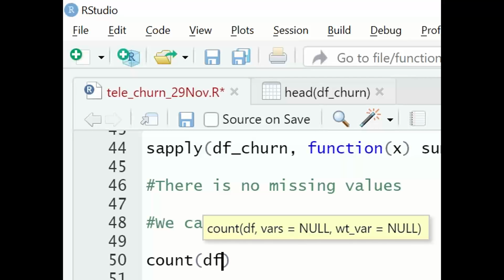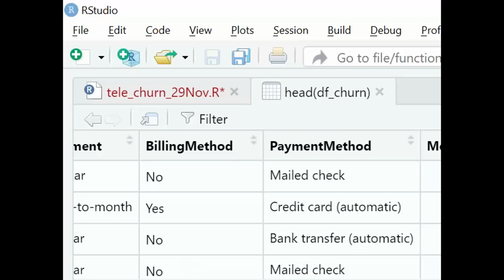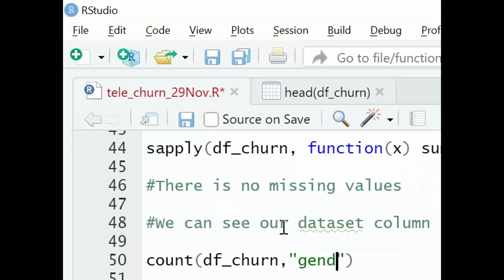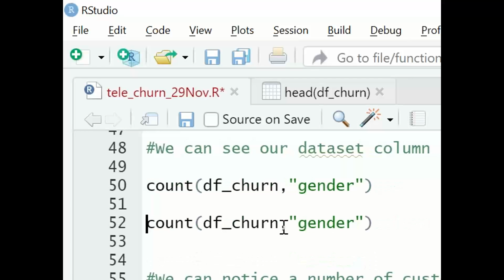So what is the name of your data set? That is df_churn. Then you give the name of your variable. Suppose you want to count gender. Let me just check how it is written. All in small letters. If I write gender over here, it will give me the frequency count only. So this is as good as the table function. You could have used the table function or the count function, but the count function is available as part of the dplyr package. So it tells you how many are male and how many are female.